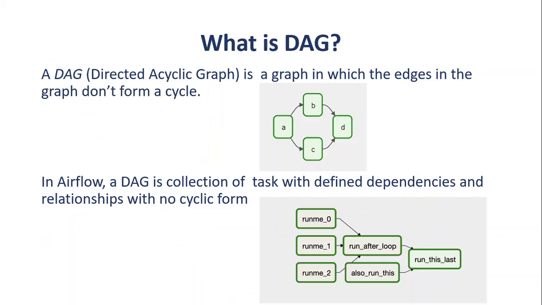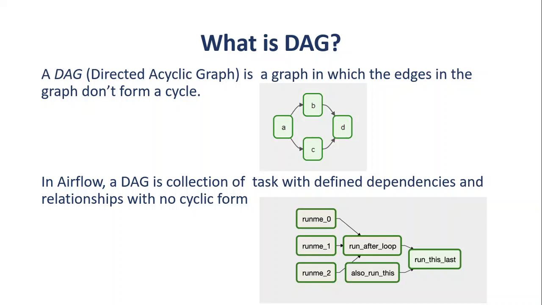DAG stands for directed acyclic graph, which is basically a graph in which the edges of the graph do not form a cycle. If you look at the first image here, it's a graph where you can see the dependencies, like B is dependent on A, D is dependent on B, but there is no cycle. The arrow defines that it's directed towards something, but it's not cyclic. So that is a DAG. A similar concept is used in Airflow, where a DAG is basically a collection of tasks with defined dependencies and no cyclic form.